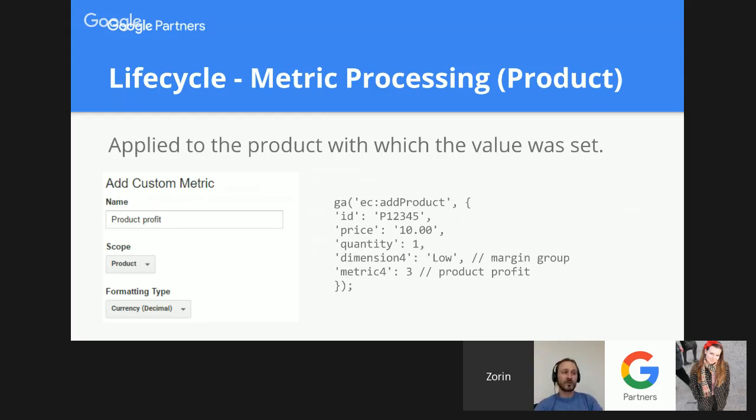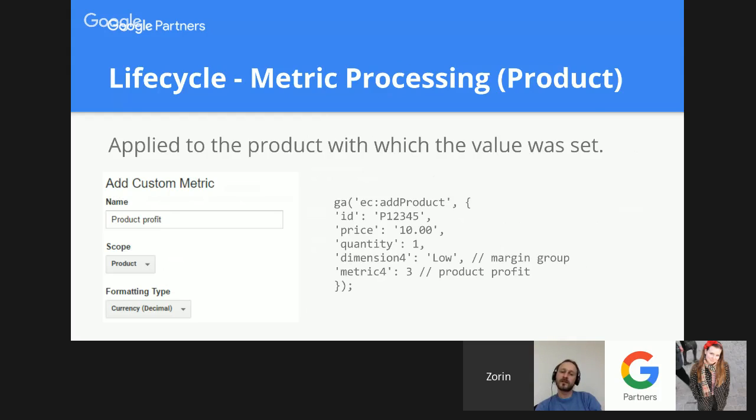So we chose the scope product, but in this case, as we want to send profit inside, we use the formatting type, which is currency. On the right side, you can see the basic snippet of how you are sending product level information inside Google Analytics with e-commerce tracking, where you also define the ID, the price, the quantity. There are also more available dimensions and metrics for e-commerce tracking. But in this case, we defined the dimension with the index 4, and we set the value as low. This is the margin group for this particular product.